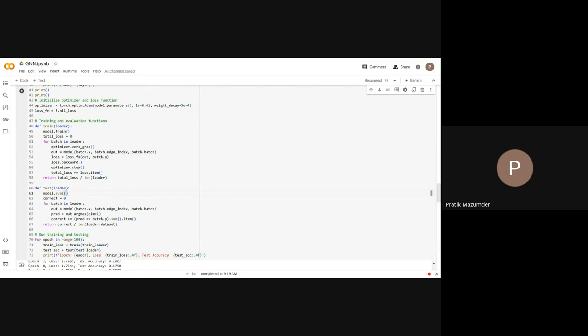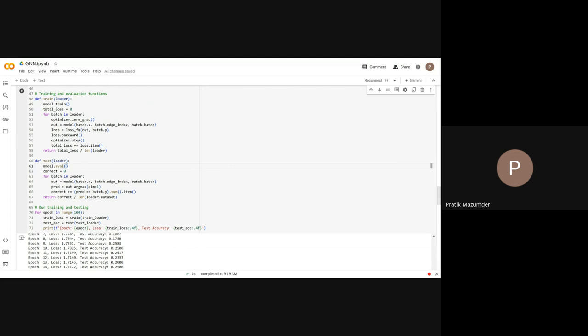Right. So any doubts on GNN up to this point? Sir, in this sample code, are we doing graph prediction, node prediction, or link prediction? Node prediction. In this setup, we're doing node prediction.